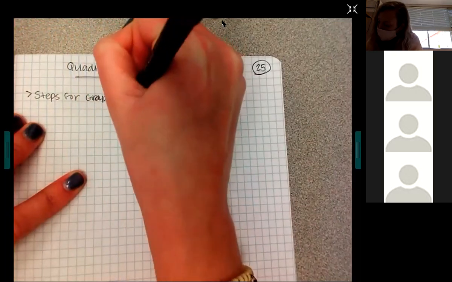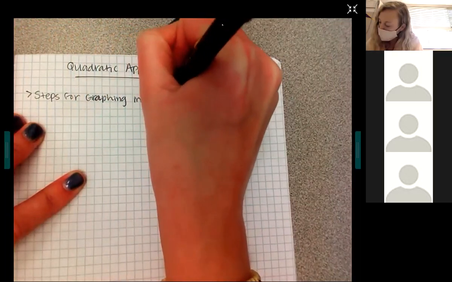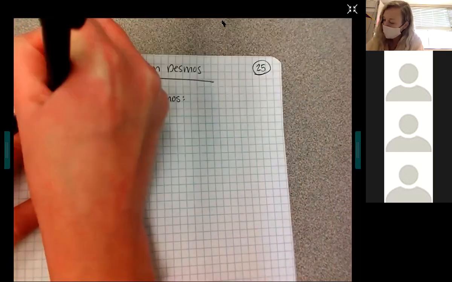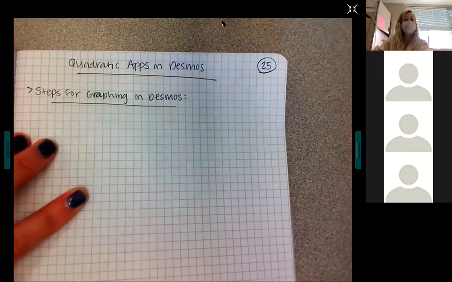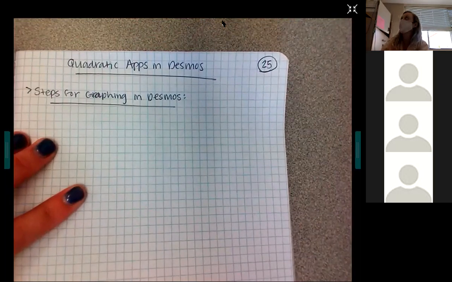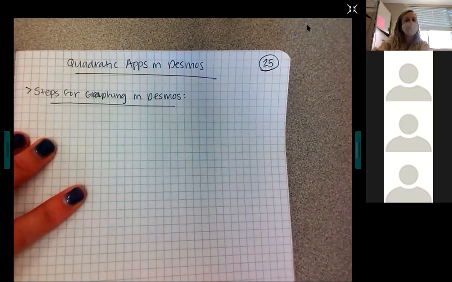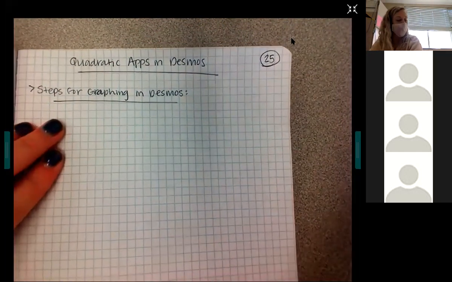Steps for graphing in Desmos. Notes today are very short. We're going to do these steps, like 2 examples, and then I'm going to move on to the little note sheet I posted on Canvas. All right, so steps for graphing in Desmos.